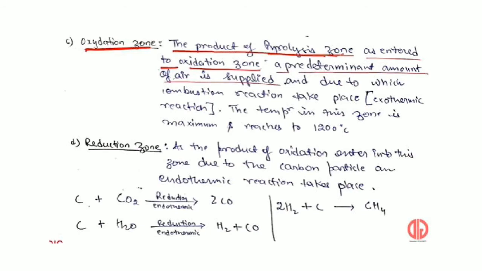Again, carbon plus H2O, reduction, endothermic, we get here H2 plus CO, hydrogen plus carbon monoxide. And from these two equations, we get 2H2 plus C, that means CH4. Hydrogen plus carbon gives CH4, that means methane, that's the biogas.